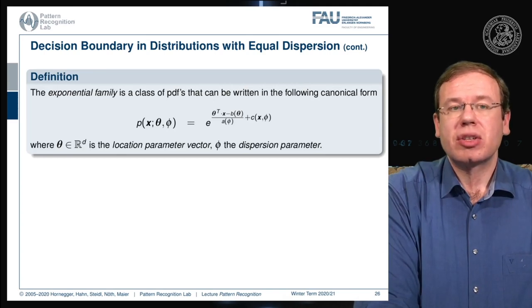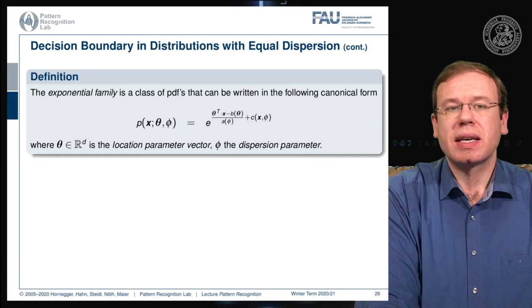Generally, there is the exponential family of probability density functions, and they can be written in the following canonical form. So this is some e to the power of beta, which is essentially the location parameter vector, and this is multiplied as an inner product with x, and then there is some function b of theta, and this is divided by the dispersion parameter, and then we still add some c of x and the dispersion, which is essentially then able to add some additional bias term on top here. So you see that this canonical form is implying several functions b, c, and a, and we're not defining the functions here right now, but if we use this kind of parametrization, we can then see quite a few probability density functions can be expressed in the following way.